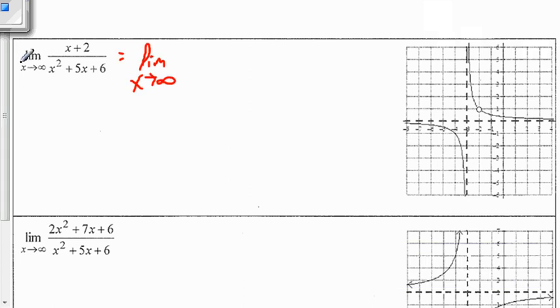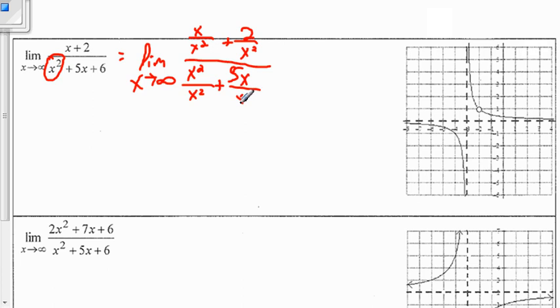Okay, so what I notice here is the highest degree in the denominator is x squared, or the highest power of x. So let's divide everything by that. So I have x over x squared plus 2 over x squared, all over x squared over x squared plus 5x over x squared plus 6 over x squared. So let's now go through and simplify this.